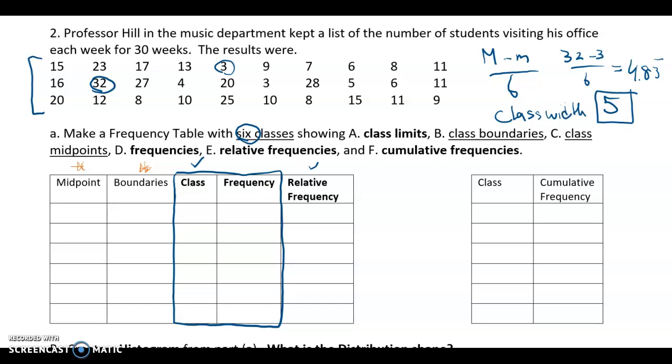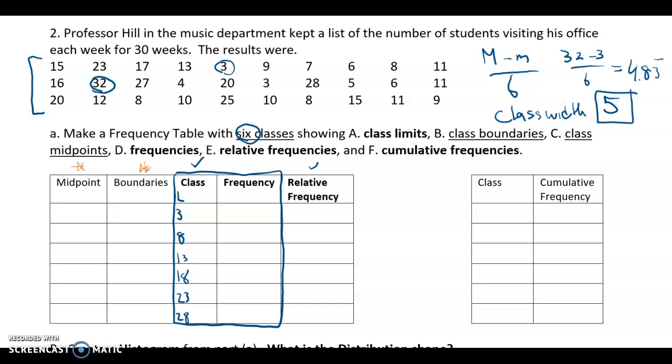Since the lowest number is 3, I'm going to go ahead and use that as the lower limit of my first class. So the lower bound of my first class is 3, and I'm going to add the class width, which is 5, to get the lower limit of the second class. And I'll keep adding 5 so I have all of the lower limits of the classes. So we'll have 13, 18, 23, and 28 as all of my lower limits for the classes.